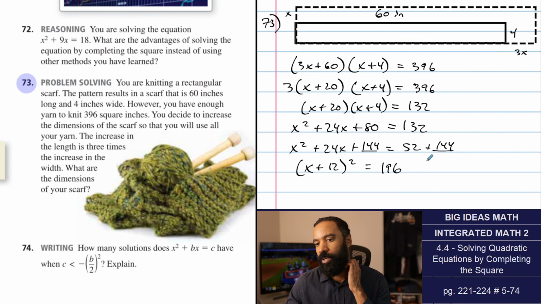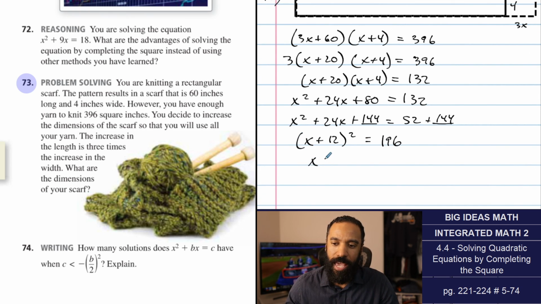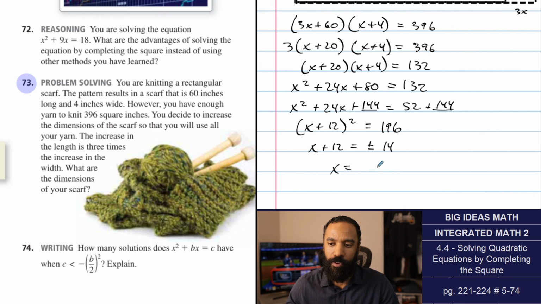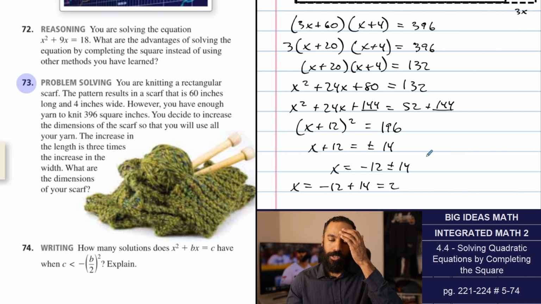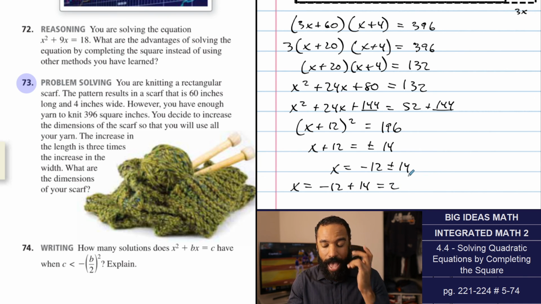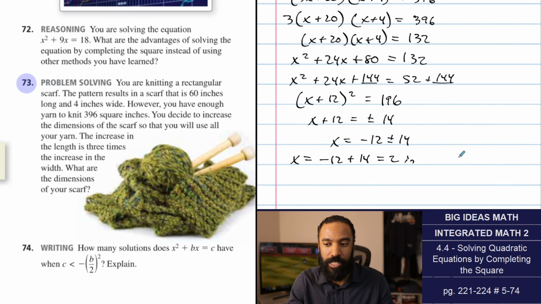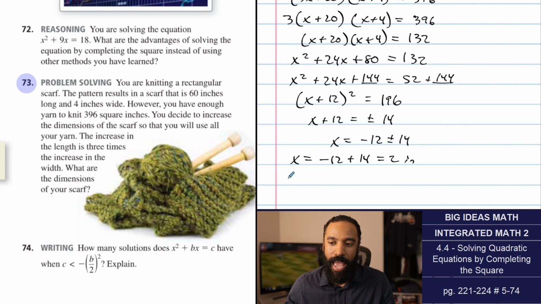Perfect square value. Take the square root of both sides. We get x plus 12 equals plus or minus 14. That's the square root of 196. And then we subtract the 12 over. X is negative 12 plus or minus 14. We're going to do the negative 12 plus 14 to get 2. So 2 inches is added to both of these. Well, I'm sorry, 2 inches is added to one part. 3 times 2 inches is added to the other. X is 2 inches, 3x is 6 inches.